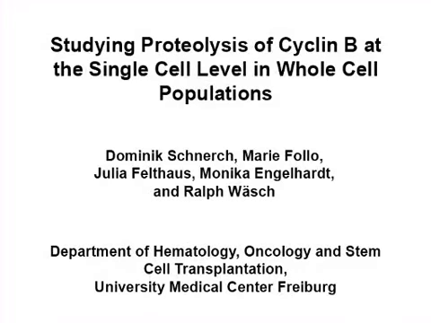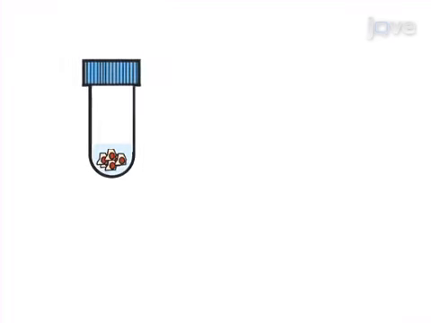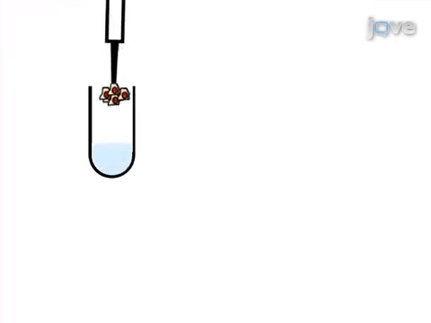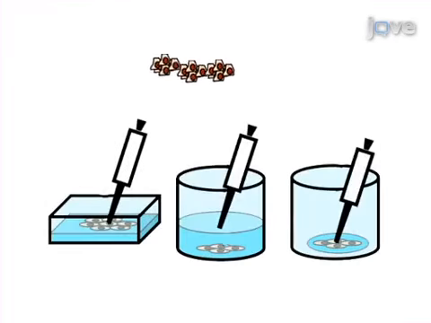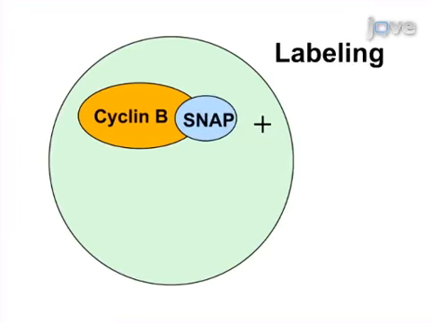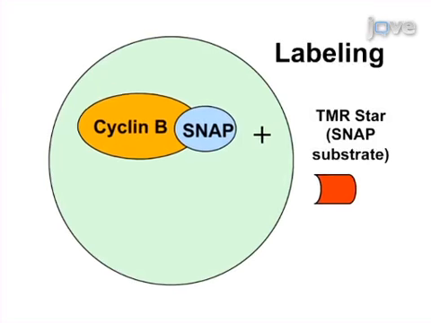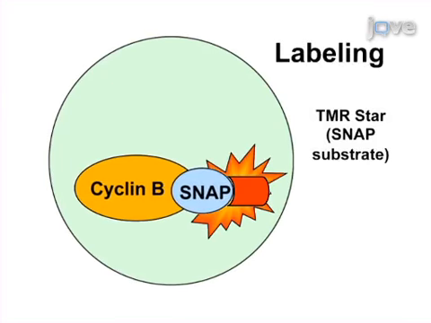The aim of this procedure is to monitor how proteolysis of cyclin B governs anaphase onset and mitotic exit. This is accomplished by first seeding cyclin B SNAP reporter cells on microscopy slides. The second step is to label the chimeric cyclin B SNAP reporter molecule with the fluorescent substrate TMR*.